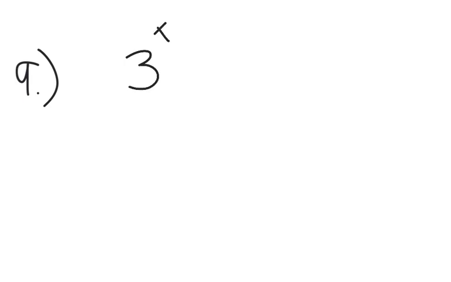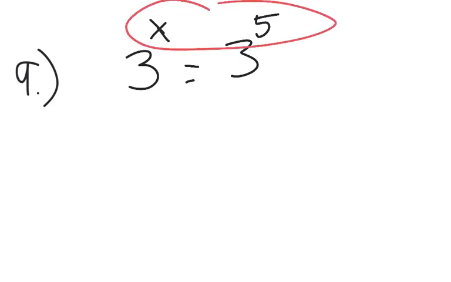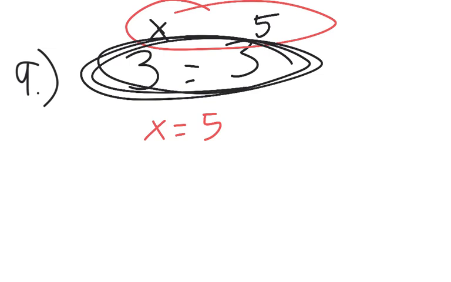If I said 3 to the x was equal to 3 to the 5th, and you have to solve for what is x. We can see there that x would have to equal 5. We can set the exponents equal. When the bases are the same, they're both 3's, we can set the exponents equal. That seems kind of dumb and easy, I know. But now what if I had this?